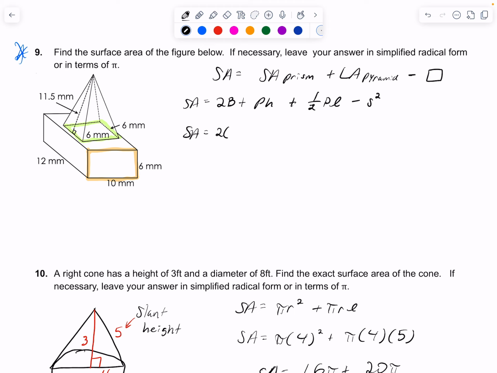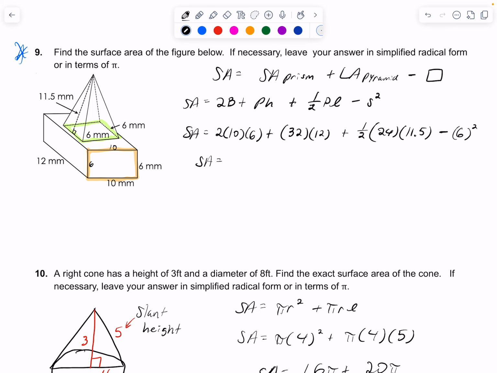So I'm going to say the area of the base is 10 times 6, plus the perimeter of the base would be, if this is 10 and this is also 6, that's going to be 20 plus 12, which is 32 units, times the height of 12, plus, now moving to the pyramid, the perimeter of the base of the pyramid is 6 times 4, which is 24 millimeters, times the slant height, which is given, which is 11.5, and then subtracting that area of the square, which is 6 squared.